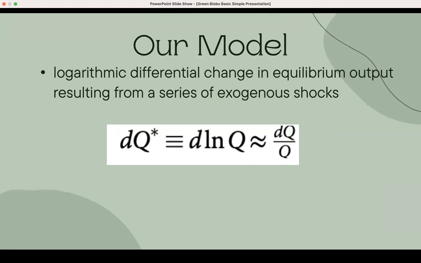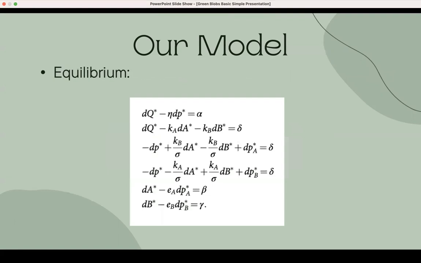logarithmic differential. This equation right here is going to show the logarithmic differential change in the equilibrium output, which is a result from a series of extraneous shocks that affect the equilibrium. Additionally, through our model, through the math that the authors got, this is going to be our equilibrium.